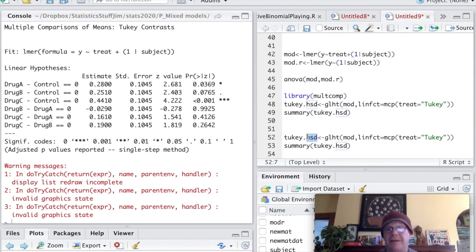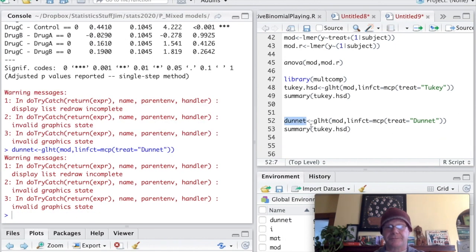And so let's go ahead and create an object called Dunnett's. Dunnett. Oops, spell it right. And then here in parentheses, we're going to tell it that we want Dunnett. So remember, what Dunnett is going to do is it's going to take your first factor level and compare everything just against that. Because of how I've put in the names of the different treatments, control starts with the letter C, which means that it's going to come before drug A, drug B, or drug C. So we're going to compare everything only against the control group when we do this. And we'll go ahead and do that.